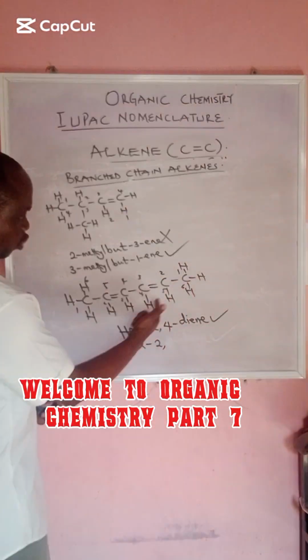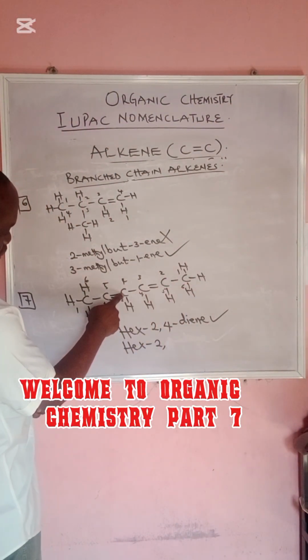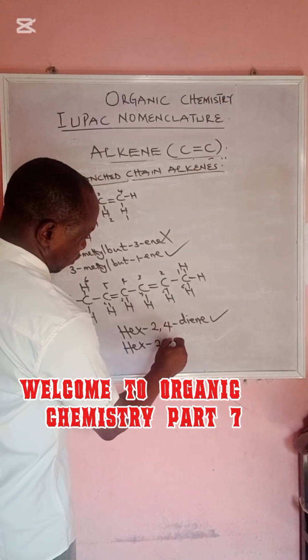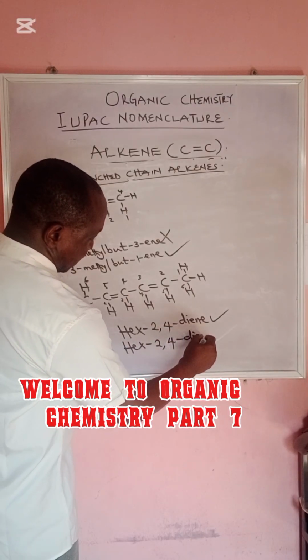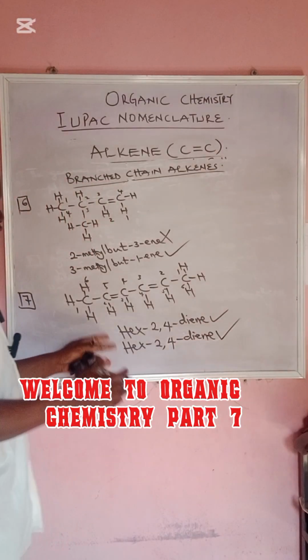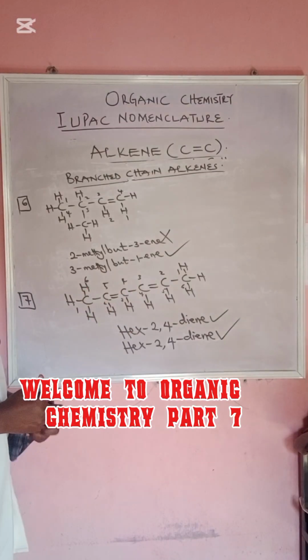So when counting from here to here, in uncommon 2, in uncommon 4 as well. So 2, 4 also die here. So either from left to right or right to left, we have the same thing.